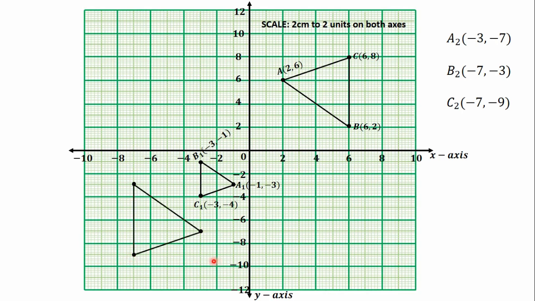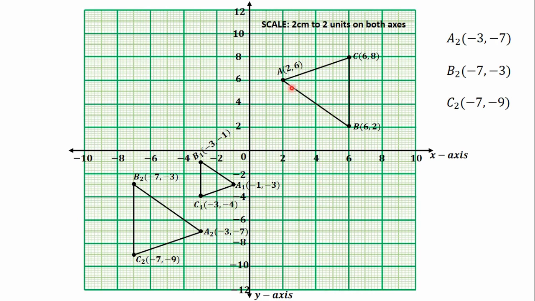Now join them to get the image triangle A2, B2, C2. This is the point A2 with coordinates (-3, -7). This is the point B2 with coordinates (-7, -3). And this is the point C2 with coordinates (-7, -9). So we have now finished solving the question.